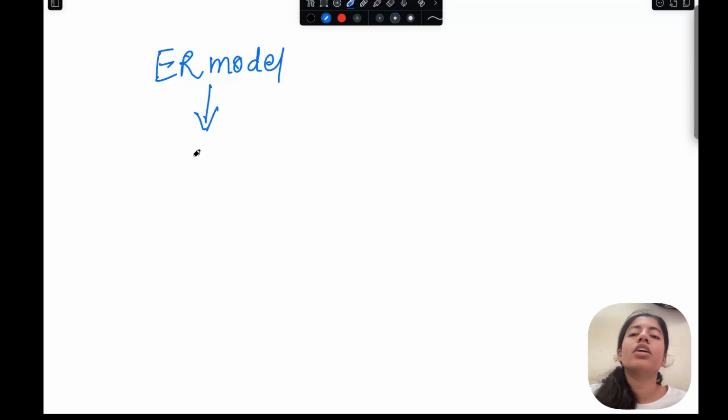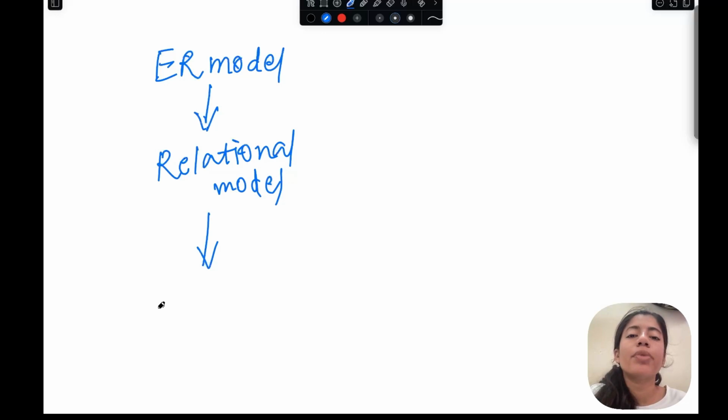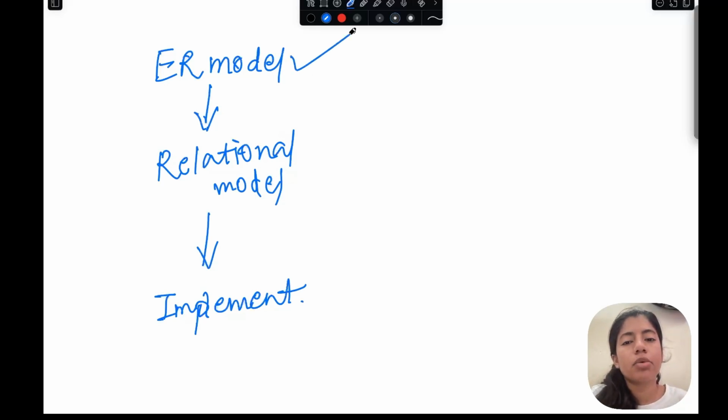Then we will formulate it in a relational model. And after drawing it in a relational model, what we do is implement it in computers. So this is the flow which generally happens. Now we have an idea about what an ER model is, and now we need to learn about the relational model, the next step of this flow.